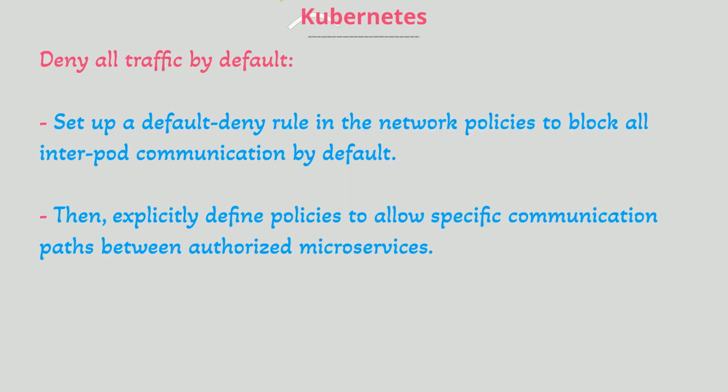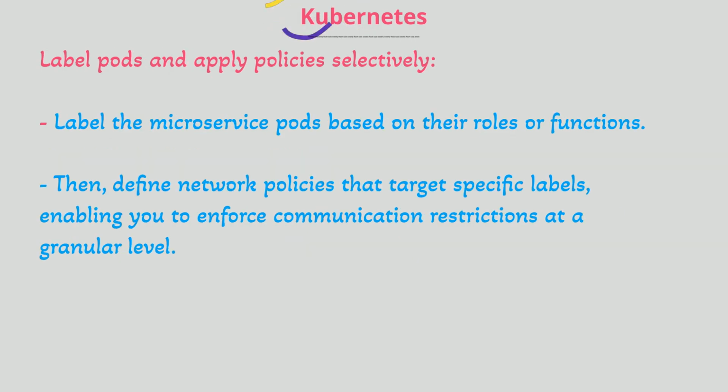Deny all traffic by default. Set up a default deny rule in the network policies to block all inter-pod communication by default. Then, explicitly define policies to allow specific communication paths between authorized microservices. Label pods and apply policies selectively. Label the microservice pods based on their roles or functions. Then, define network policies that target specific labels, enabling you to enforce communication restrictions at a granular level.